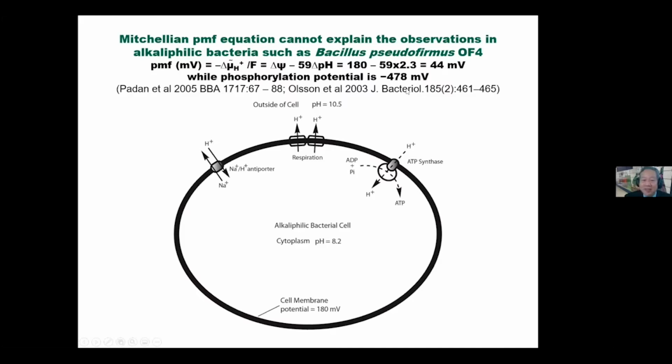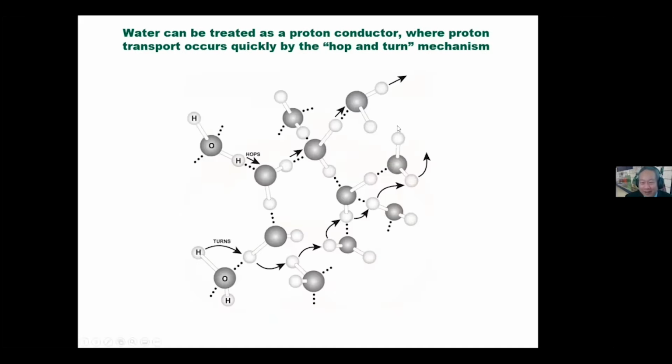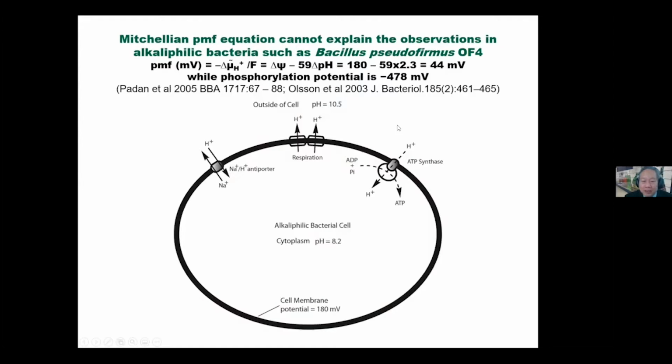Everybody knows this in the field of bioenergetics. It's like an elephant in the room. The textbook equation cannot explain it for 30 years. People have no way to explain this. This mystery has been there for 30 years. Then I'm coming in. So basically the textbook cannot explain the energetics, how you can make ATP, yet the bacteria grew very, very well, okay? I'll tell you more about it.